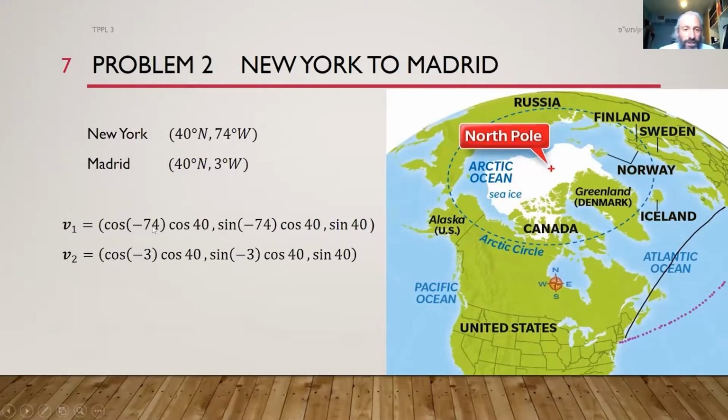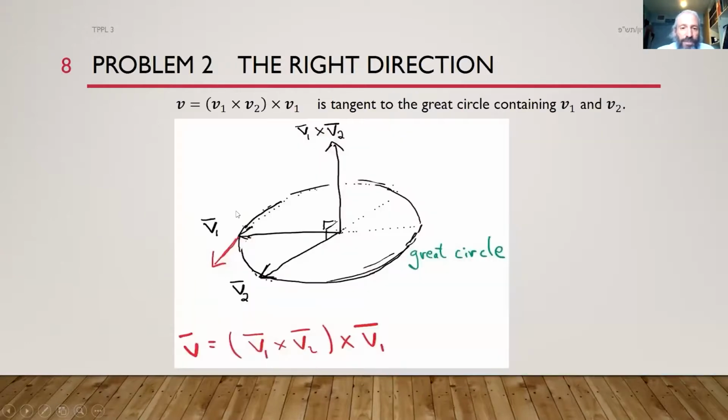So we put in the longitude and latitude for New York and Madrid. Now V1 is, for example, a vector from the center of the Earth to New York, and V2 is from the center of the Earth to Madrid. They lie on a great circle, which is a plane through the center of the Earth. And we want to find this tangent vector at New York, which is tangent to this great circle. So how do we do it?